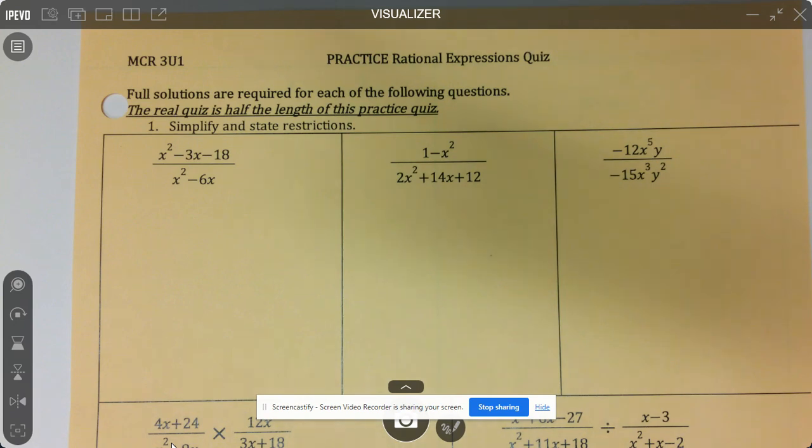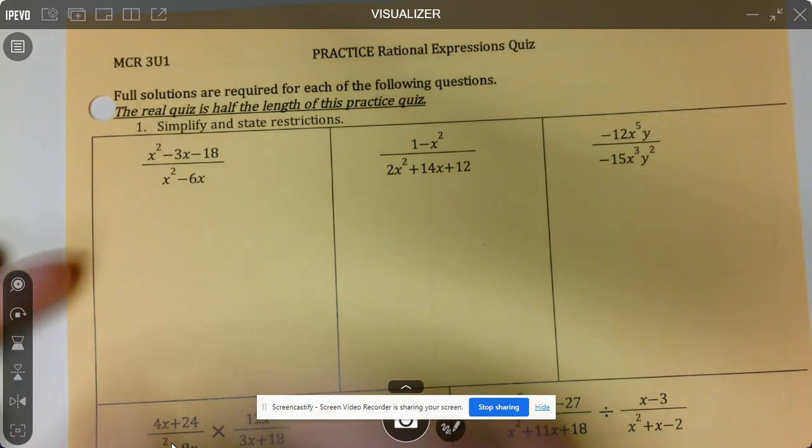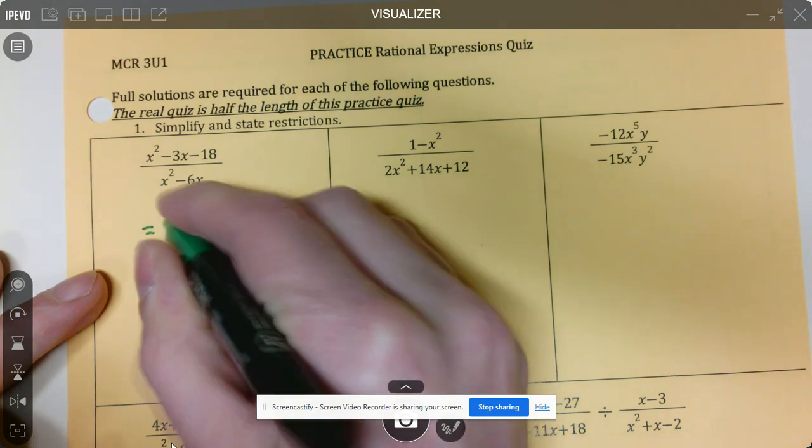In this video, I'm just going to take up our practice rational expressions quiz. The instructions are similar for every question on the quiz. It's going to simplify and state restrictions. My first step is always going to be to factor the numerator and the denominator.